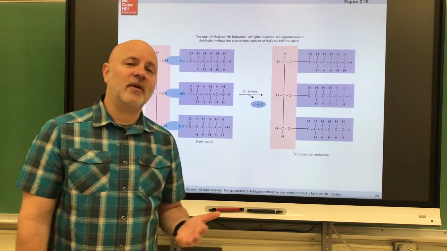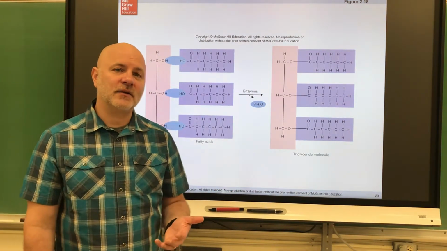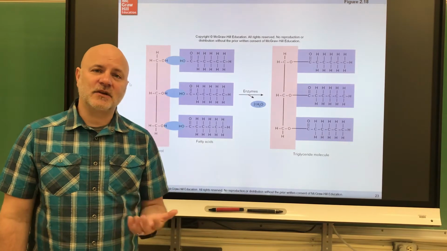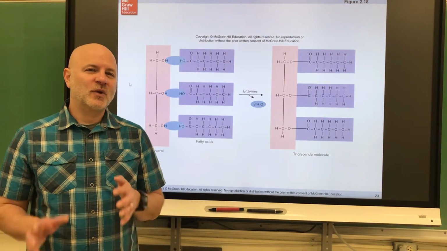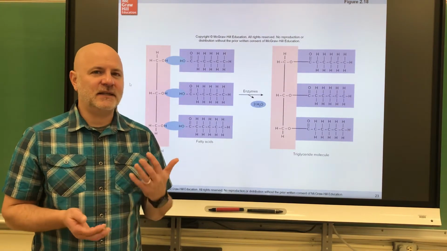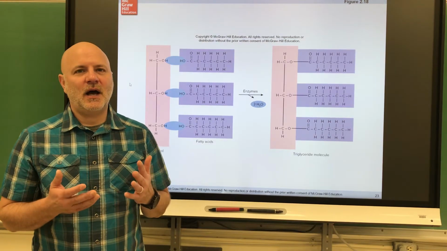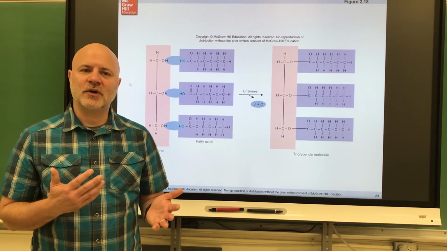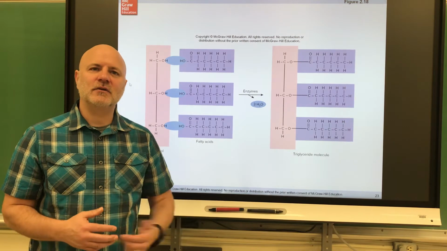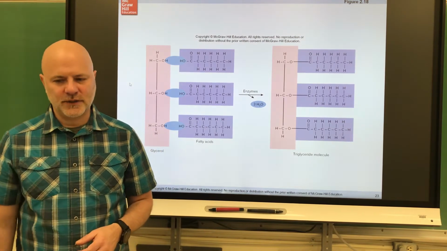1 gram of a carbohydrate is equivalent to 4 calories. 1 gram of a protein is also equivalent to 4 calories. So we can put more than twice the amount of energy in the same amount of space in comparison to a carbohydrate or protein. And so that's why we use fats for long-term energy storage.